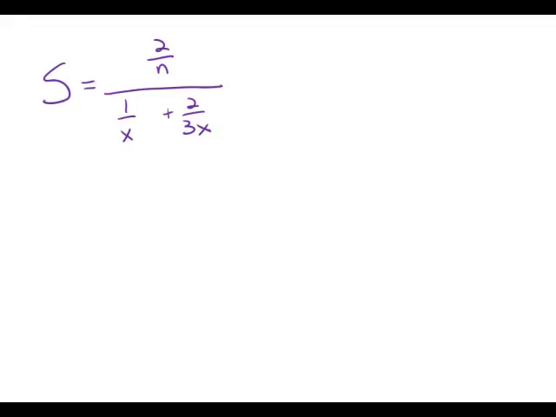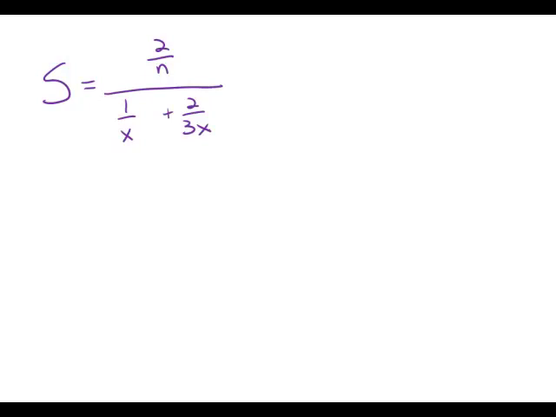So S equals this glorious monstrosity of a fraction, and we're told that if x times n is unequal to 0, which really means that neither one of them equals 0, what is the value of x? So the first thing we're going to do is simplify this monstrosity a bit.